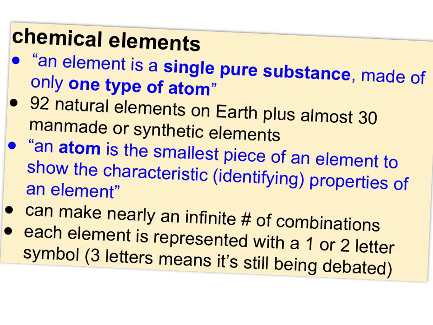And we also now know that you can make nearly an infinite number of combinations out of these elements, or nearly an infinite number of compounds. And each element is represented with a 1 or 2 letter symbol that you see on the periodic table. And if you think, well, I've seen some with 3 letters, that's simply representing the number it would be. It's still being debated as to whether or not that element actually exists, and if we know enough about that element to actually name it and give it a place on the periodic table. So it's in transition yet.